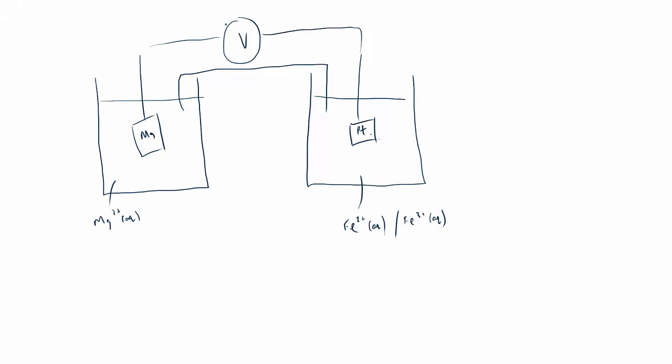We know ultimately we're going to get an EMF value here. Now we already know the electrode potential for this. You'll be given these values in an exam. That's minus 2.37. This one is plus 0.77.